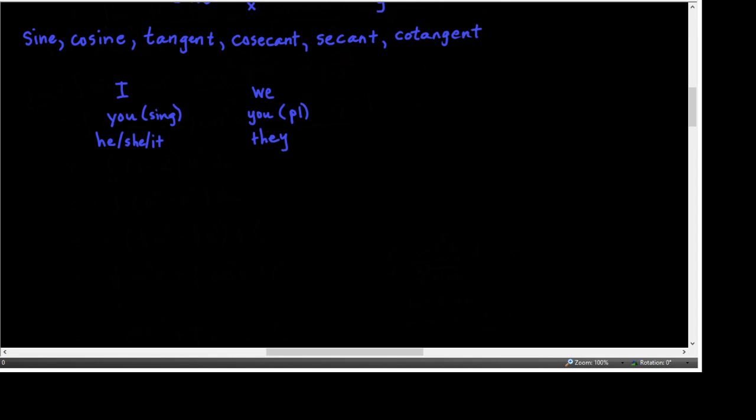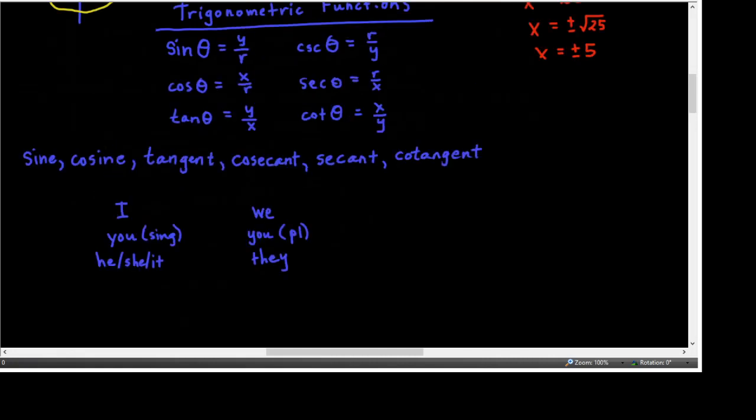Okay. So there are a couple of caveats that I need to mention. Of course, for cosecant, for example, we can't divide by 0, so y can't be 0. For secant of theta, we can't divide by 0, so x can't be 0. And so for every one of those, there's a little caveat that we can't divide by 0.